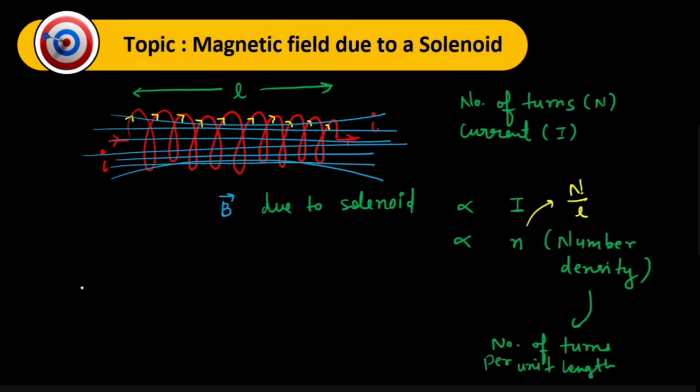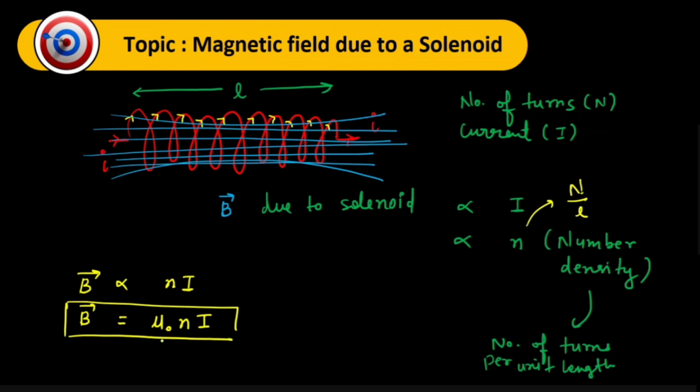So when we combine this equation, we find that the magnetic field due to solenoid is directly proportional to n times I. When we remove this proportionality sign, we get a constant in the equation. And that constant is something which is represented by mu naught. And this mu naught is permeability, which we already know. Again, it is a property of the surrounding space, or you can say it is a property of the medium which is being used in the solenoid.